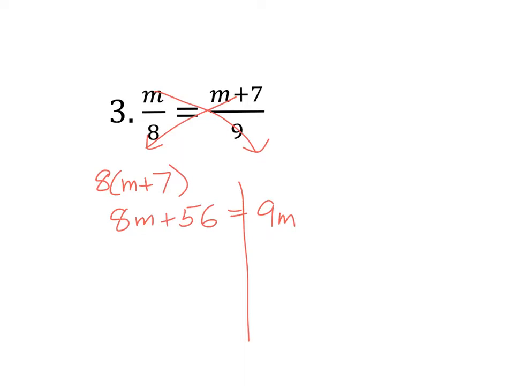All right, so again, I'm doing my opposite operation. I want to bring all the variables to the same side. So I'm going to subtract 8m, bring it over here to the right. So on the left-hand side, I'm left with 56. On the right side, 9m minus 8m leaves me with a single m, so m equals 56.